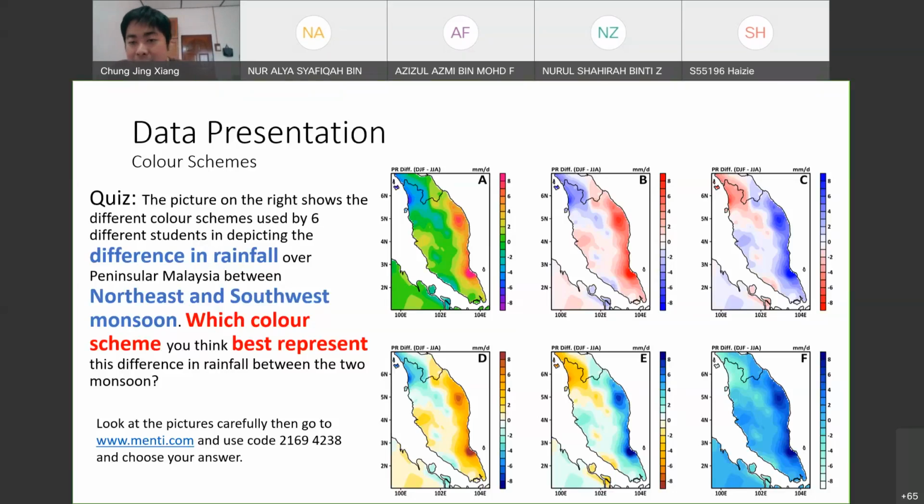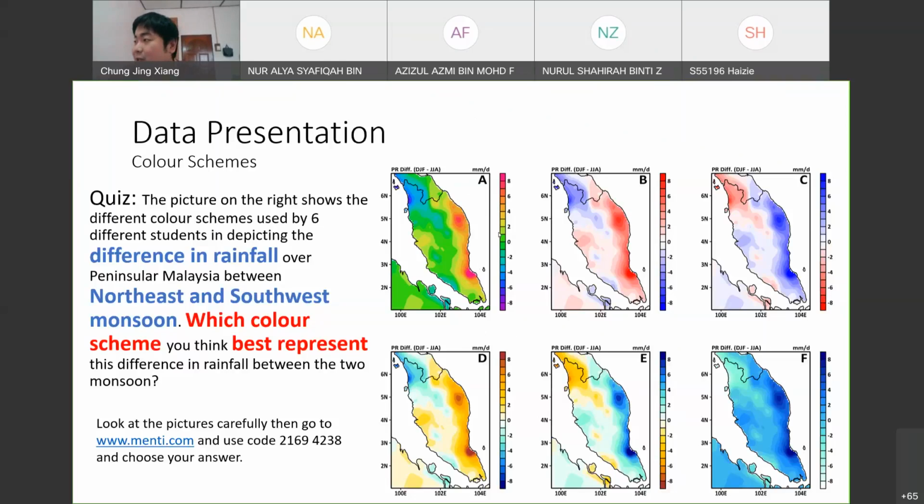But in some situations, there are certain rainbow colors that just so happen to split the negative to be cold color and the positive to be warm color. So in that situation, yes, that rainbow is workable, but not for this rainbow scheme. Sorry, you cannot see my hand. Not for this rainbow scheme.